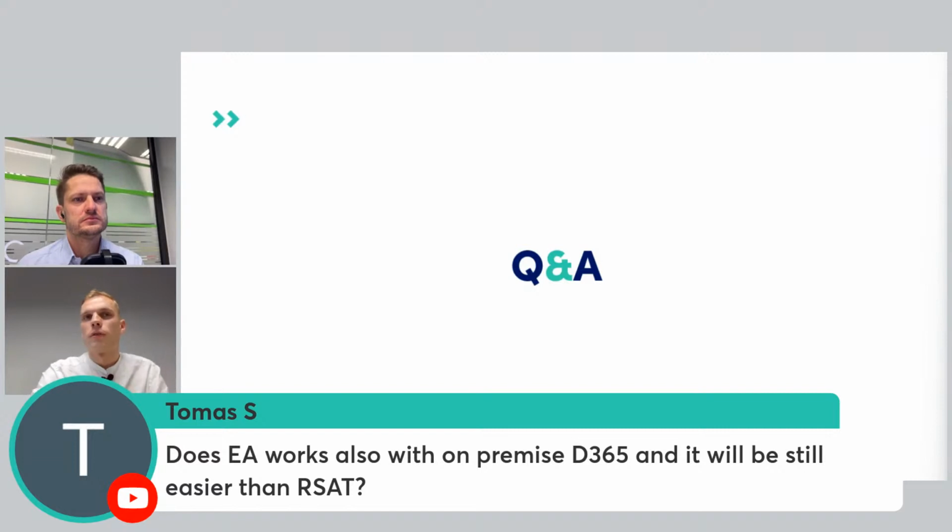Yes, we can work with on-premise Dynamics 365, and there is a second part of this question: if it will still be easier than RSAT. Yes, it will be easier because the only difference here is the installation process. When you have a cloud version of Dynamics, you can also use a SaaS version of Executive Automats, which is hosted by XPlus, and everything is installed and maintenance is on our side.